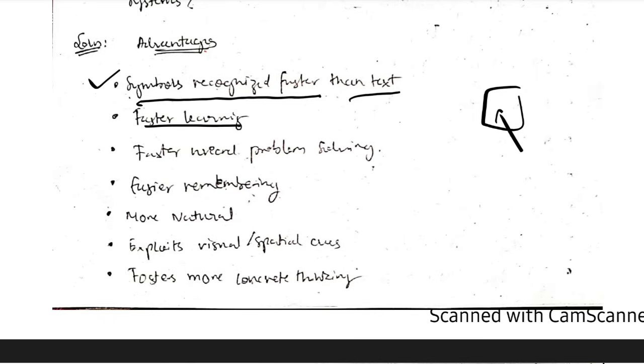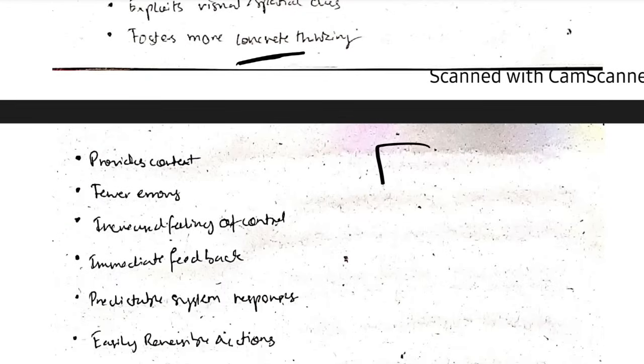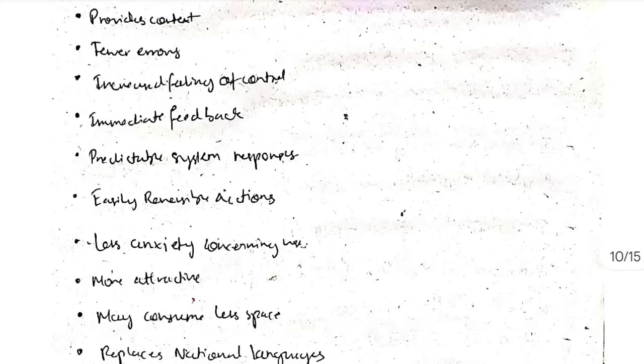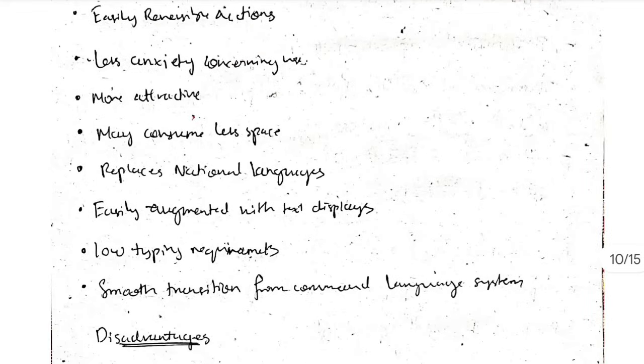Faster learning, you can learn faster. Problem solving: if the problem is more visible, what is the actual root cause, you'll be easily able to solve. Easier remembering, more natural. Exploits visual and spatial cues, which means whatever is possible using visuals, you can use that. And fosters more concrete thinking. Concrete thinking means what is actually visible, not just the idea behind it, which is more visible in the graphical user interface. It provides context with fewer errors and increased control. Immediate feedback, predictable system responses, easily reversible actions. If you perform some action, how do you go back? That is easily seen in the graphical user interface.